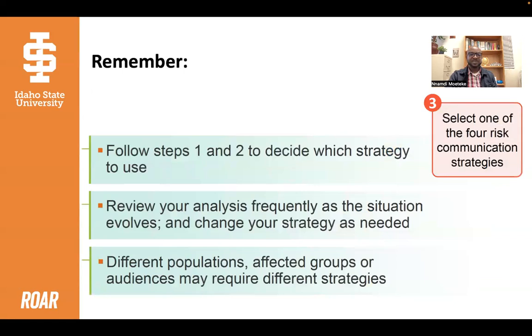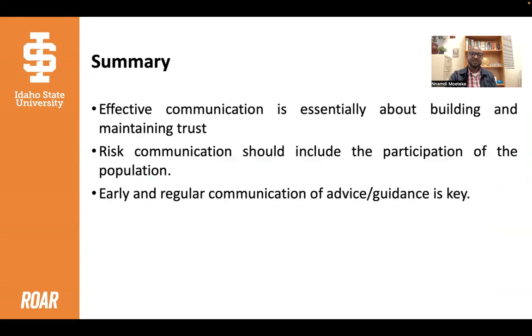So in summary, remember the following steps: steps 1 and 2 decide which strategy to use. Then you review your analysis frequently as the situation evolves and change your strategy as needed. And then you select one of the 4 risk communication strategies depending on the results of your steps 1 and 2, which were assessing the level of threats and hazards, and then gauging the perception of the population.